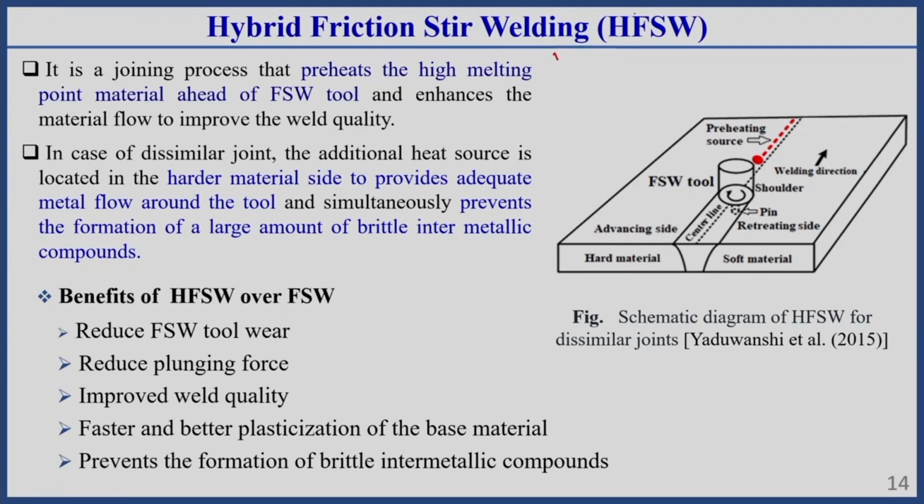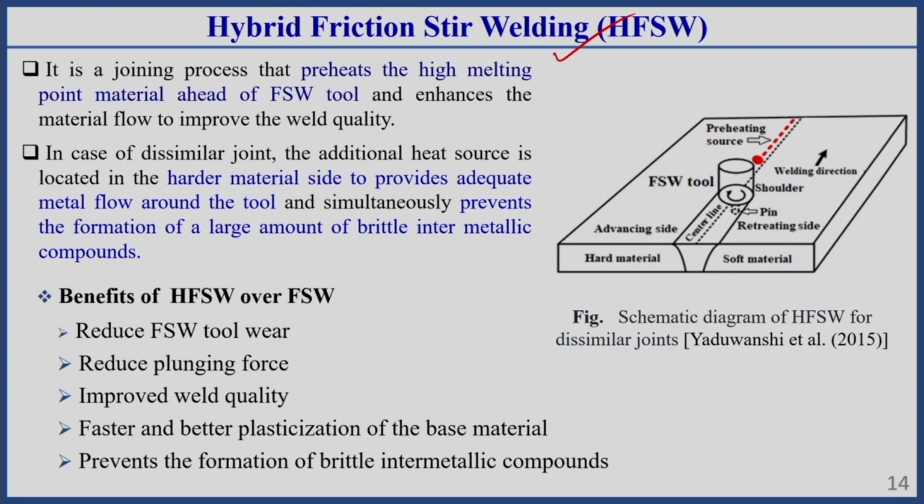Now the hybrid friction stir welding process. It is a joining process generally done by preheating the high melting point material ahead of the FSW tool, which enhances the material flow to improve the weld quality. As I have already told you, in the hybrid welding technique a secondary technique is used to improve the material flow. This can be done by arc heating, by electrical means, by ultrasonic vibration, or by laser heating.